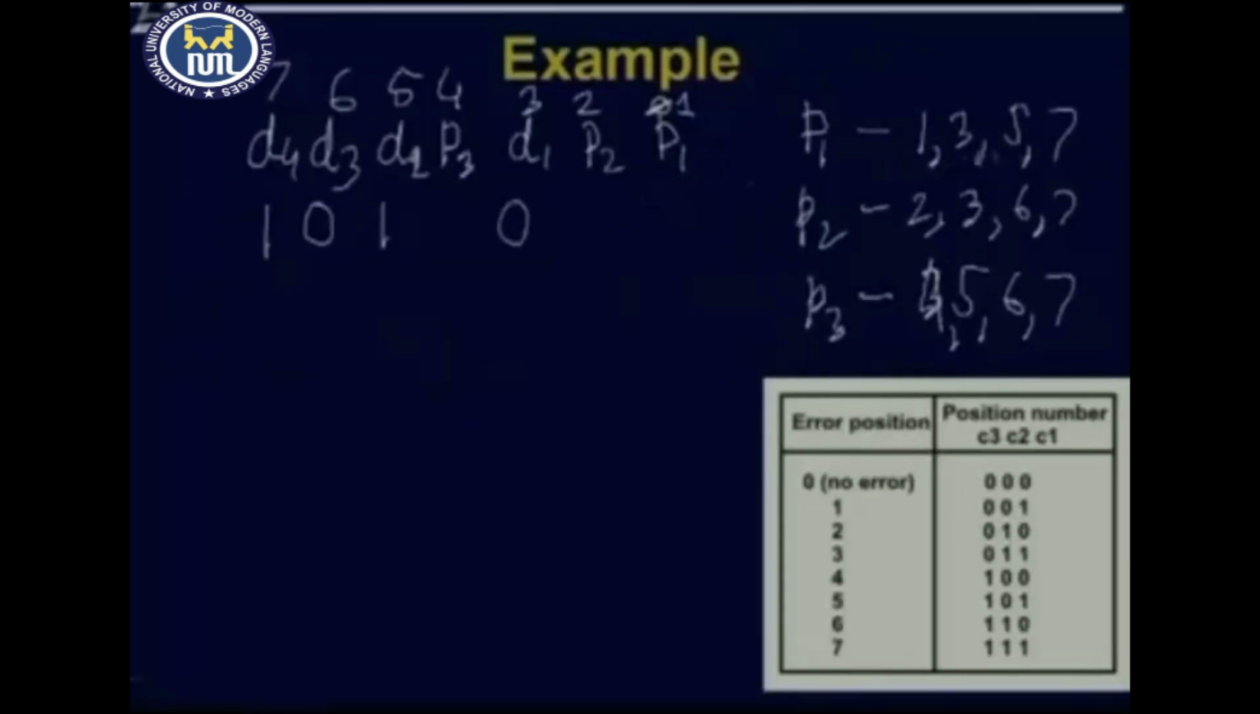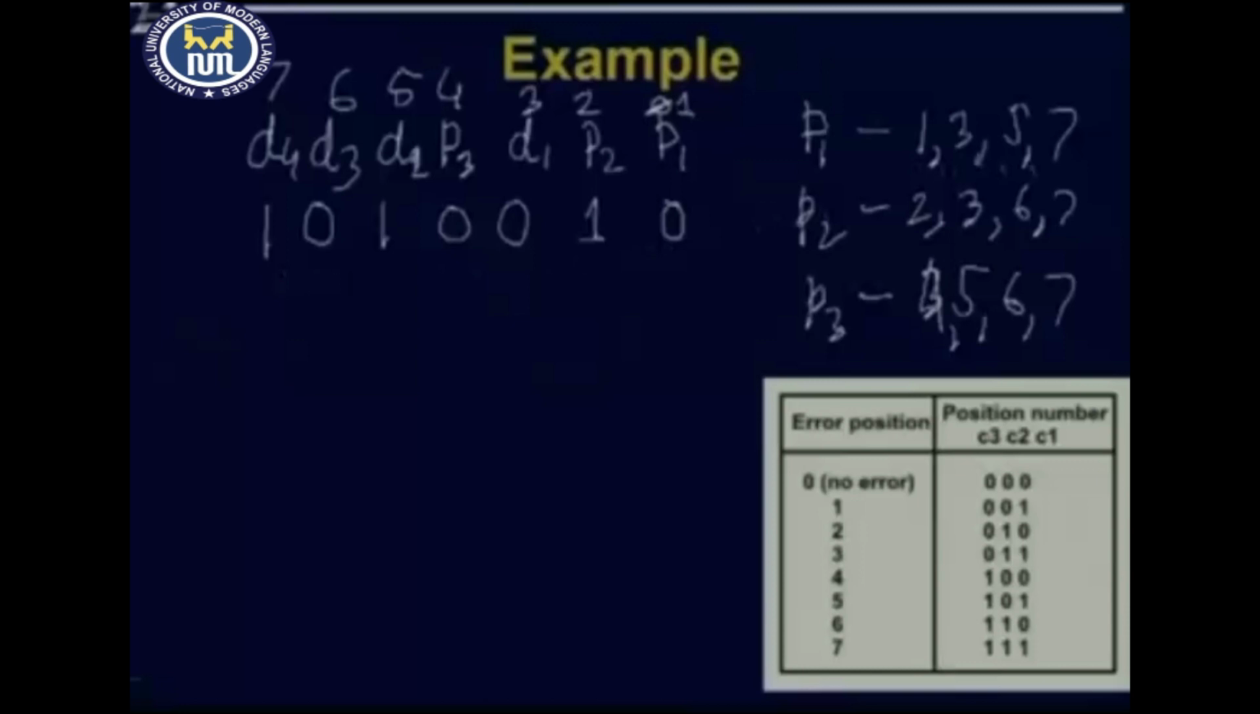So let's calculate P1. We have 1, 3, 5, 7. We are using even parity, and there are 2 ones there, so we put 0 there. In position 2, we check the positions and make the parity even, so we add 1 to make it even. In position 4, we have even parity, so we put 0. This check is done after receiving the data. So the data becomes 7 bits instead of 4 bits.